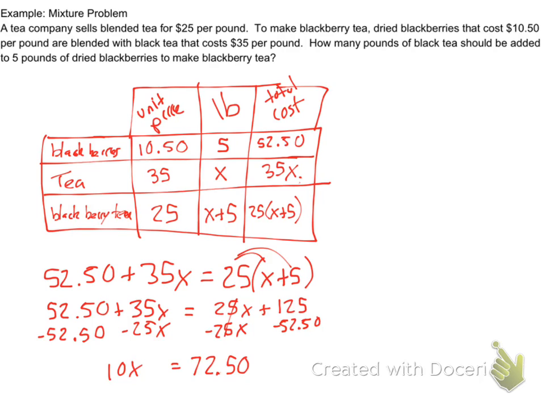And then to get x by itself, I will divide by 10. So x is going to equal 7.25 what? Pounds of black tea. How many pounds of black tea should be added? Well, you'll have to add 7.25 pounds of black tea.